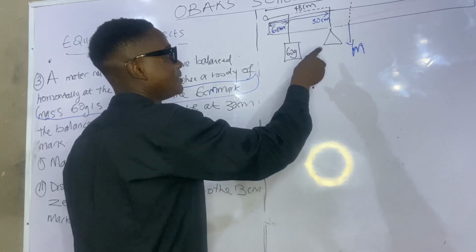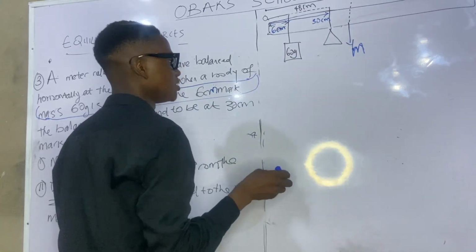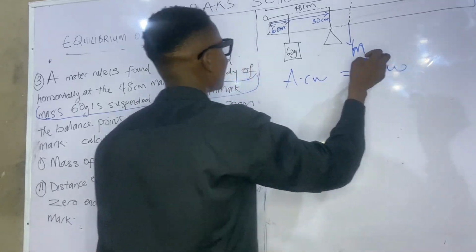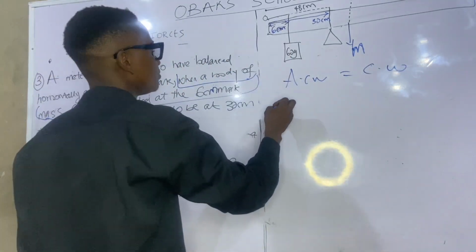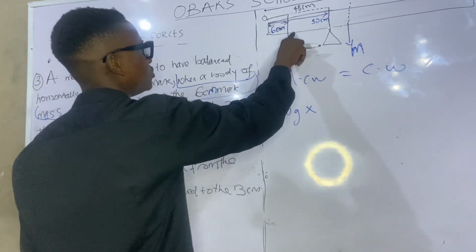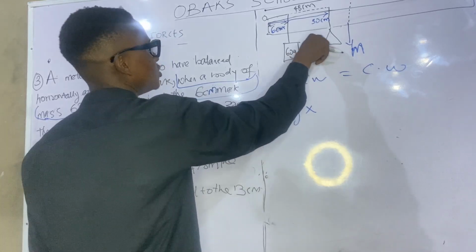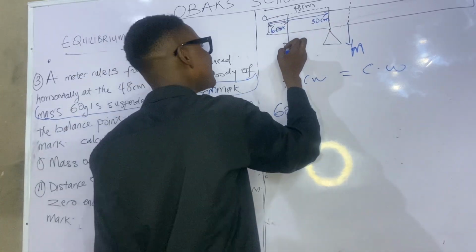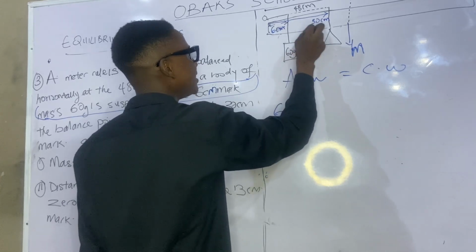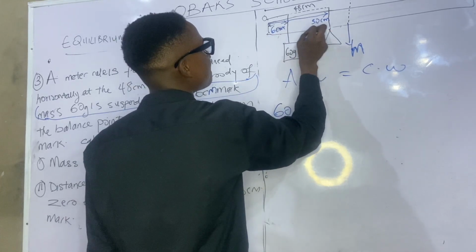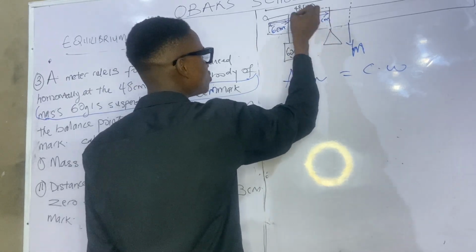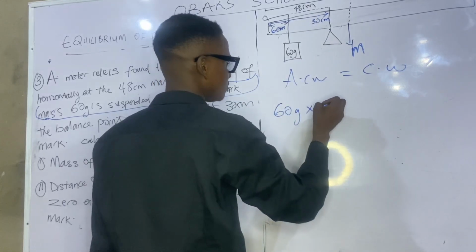So we are asked to find the mass of the meter rule. How do we do that? We take anti-clockwise moments and clockwise moments. The anti-clockwise moment is just 60 grams times the distance. It's not 30. The 60 grams is suspended at 6 centimeter, so the distance between here and here is 30 minus 6 centimeter, because from here it's 6, and from here it's 30. So it's 30 minus 6.